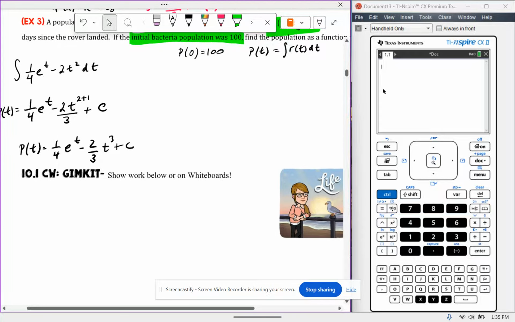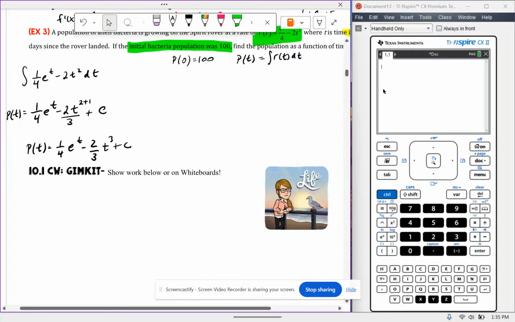All right, what's my next move here? Give me the move. Yes, I'm going to have 100 for my P of t, and then I'm going to put in a 0 everywhere I see a t. So I've got 100 equals 1/4 e to the 0. Thank you. So many people were putting 0 on the test, the Unit 8 test. It's like, oh my gosh.